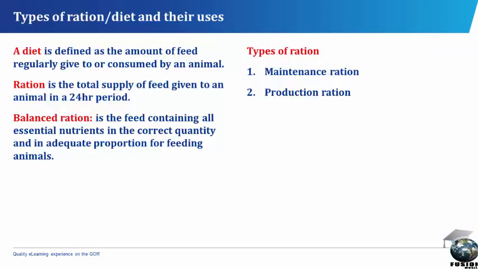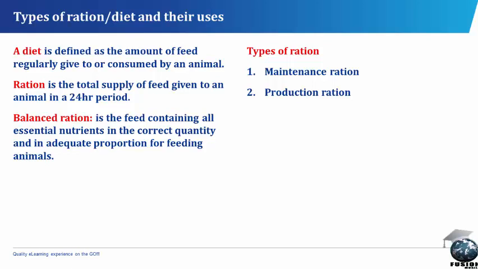A diet is defined as the amount of feed regularly given to or consumed by an animal. Ration is the total supply of feed given to an animal in a 24-hour period. Balanced ration is the feed containing all essential nutrients in the correct quantity and in adequate proportion for feeding animals. Types of ration include maintenance ration and production ration.